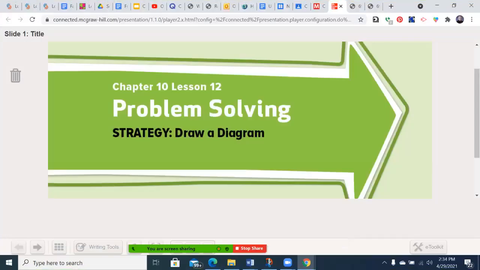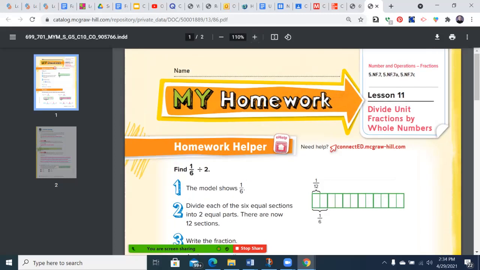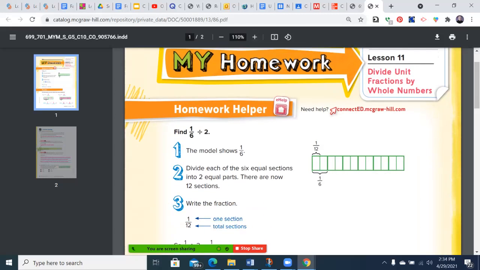Today's topic, Chapter 10, Lesson 12, Problem Solving. Begin by looking at the assignment from our last session, which was dividing unit fractions by whole numbers.